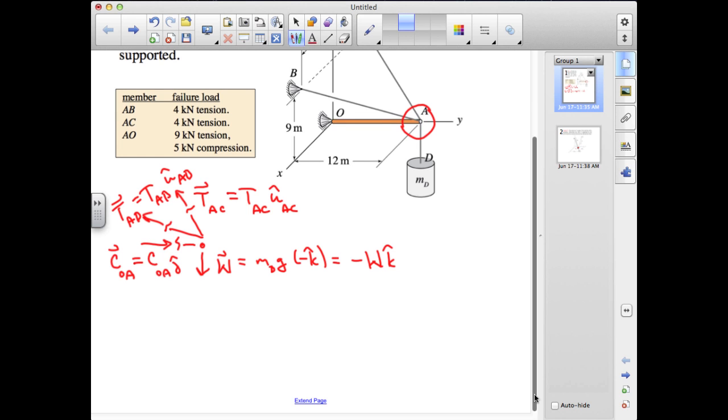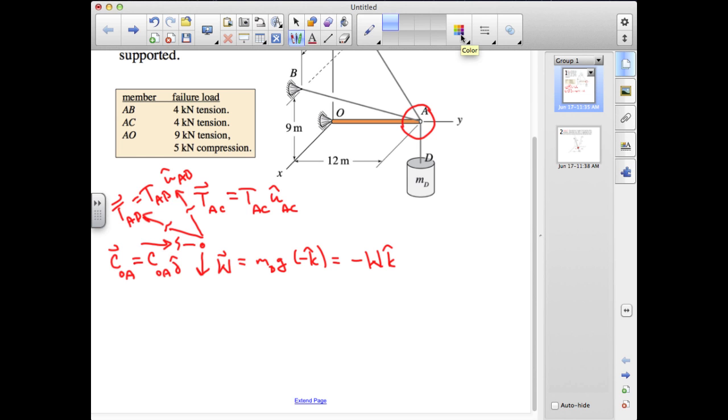We'll now use the geometry of the figure to define these unit vectors and then define three scalar component equations to solve for the three unknowns: the tension in AB, the tension in AC, and the compression in OA in terms of the weight W. Then we'll separately employ each of the failure criteria that are listed to find the respective failure loads for each individual member. And finally, our limiting mass will be the one that results in the smallest limiting loads for that set of members.